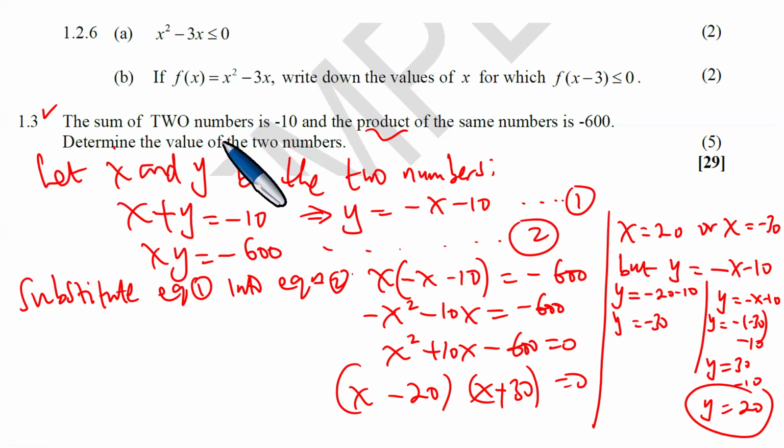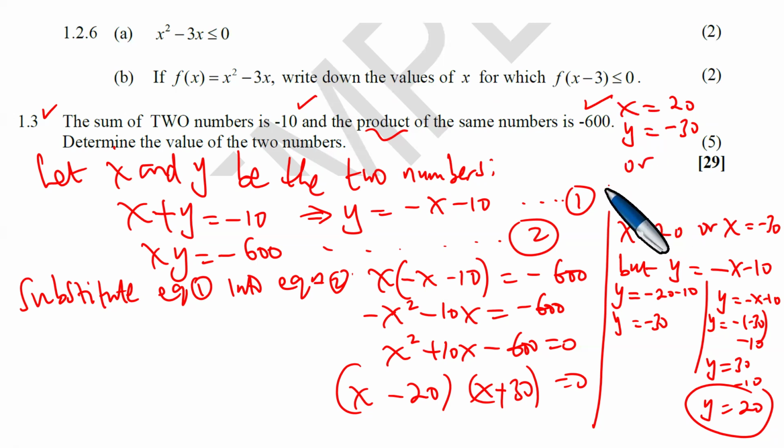What are the two numbers that the examiner wants? We must find the two numbers whose sum is minus 10. So if you take the numbers as x equals 20, y equals minus 30, if you add them up, 20 minus 30 is minus 10. When you multiply them, it's minus 600. We're good.